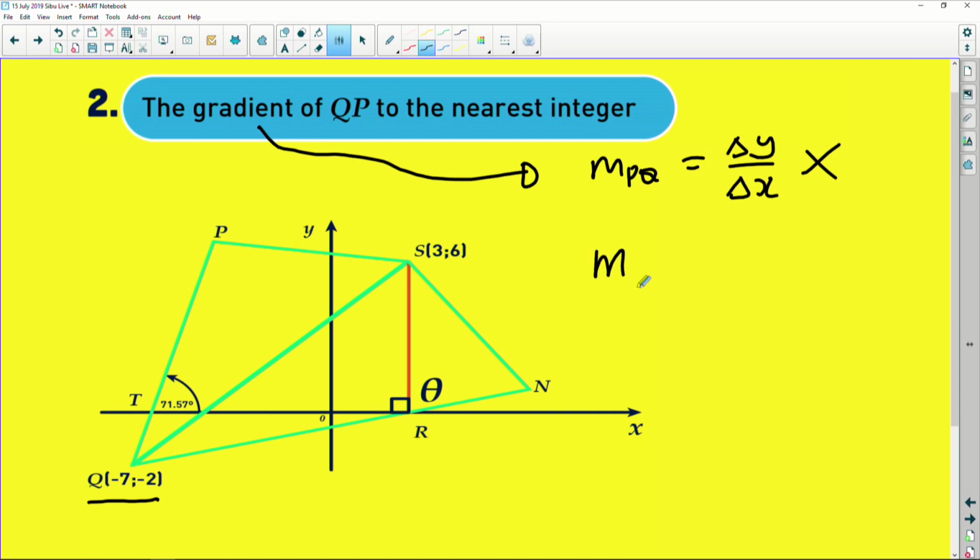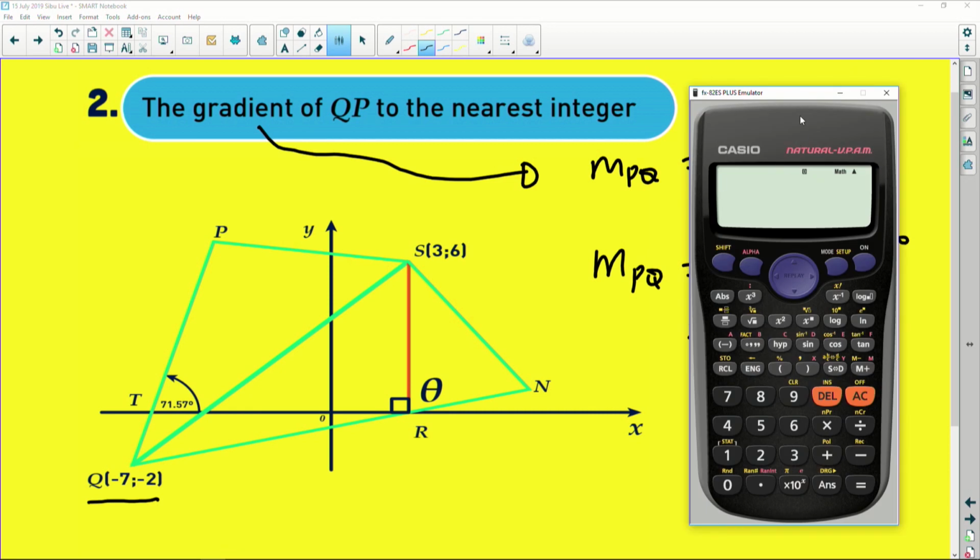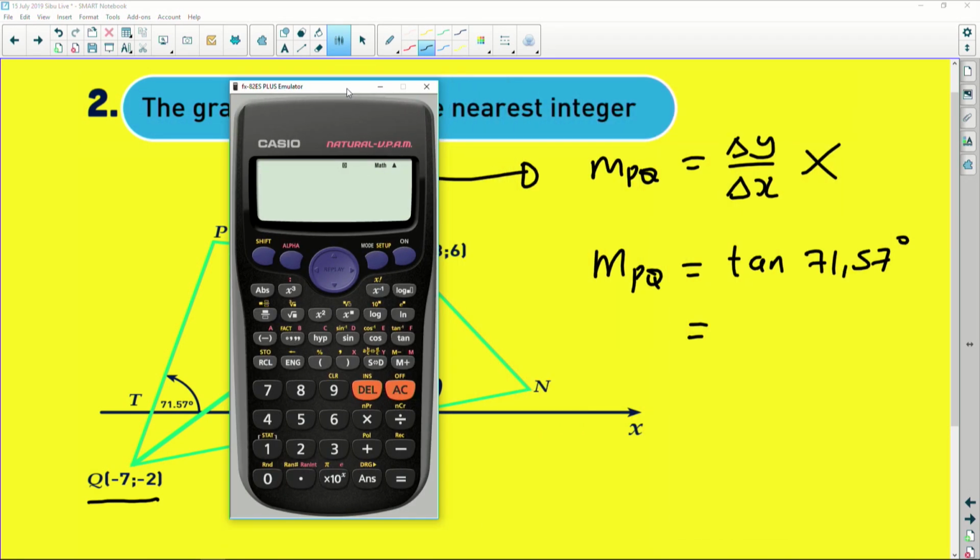I hope you guys remember that the gradient can also be found by the tangent of the angle of inclination, which is 71.57 degrees in this case. So you go and fetch your calculator. You need to know all the options that you can actually use. In this case, I'm simply going to say I want the tan of 71.57, and when I press the equals sign, I get 3.00086 and so on.